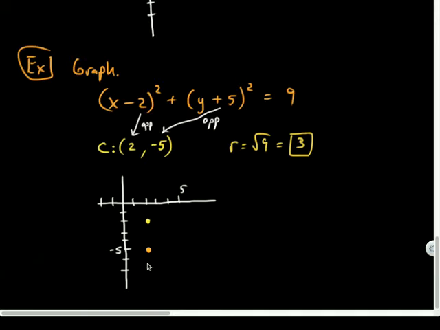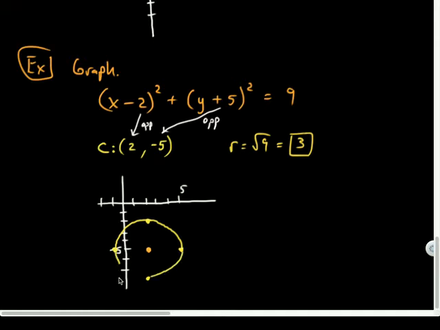From the center, I'll go over 3 and land at 5, negative 5. All right. I'll go down 3. I'll land at 2, negative 8. Looks like I didn't go far enough on my tick marks. And I'll go left 3, which is going to land me at negative 1, negative 5. And then I can draw each respective portion.